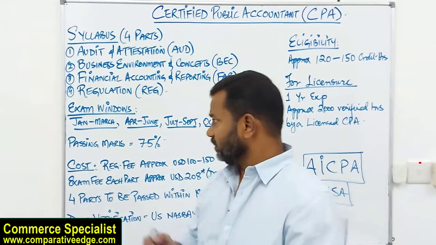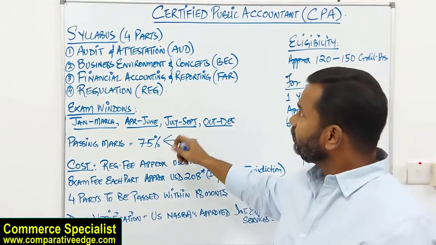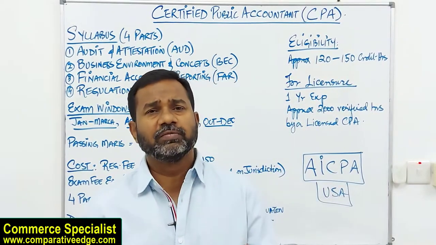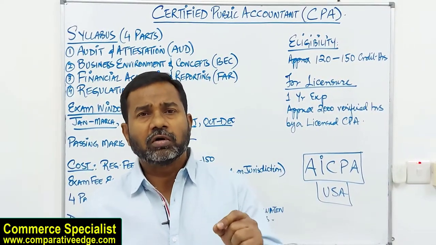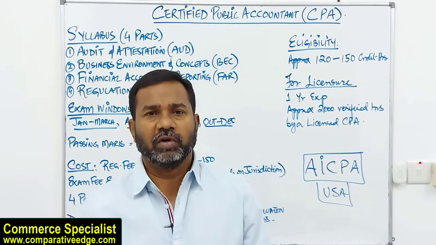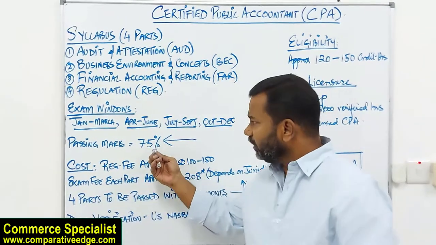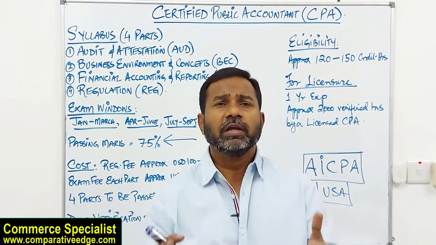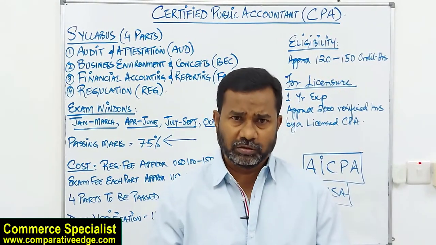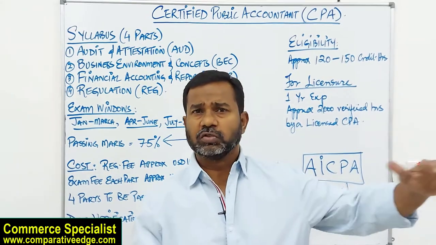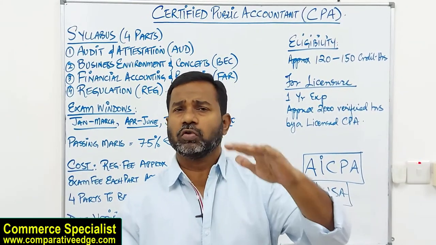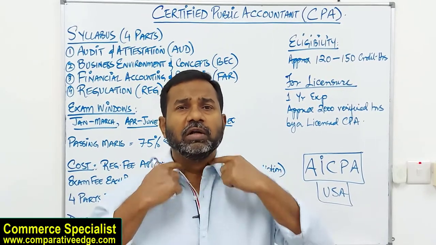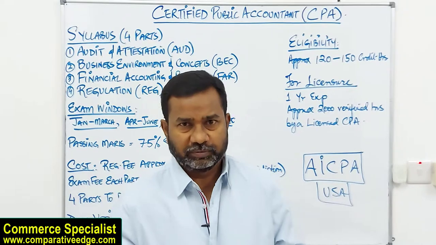Passing marks, yes, I won't hide from you. To pass any of the four parts of the CPA exam, you must score at least 75% marks. Although 75% is a little on the higher side, that's why people value the CPA qualification. They know this person has passed all four levels with a minimum threshold of 75 marks. That's why people look at you with respect if you are a Certified Public Accountant.